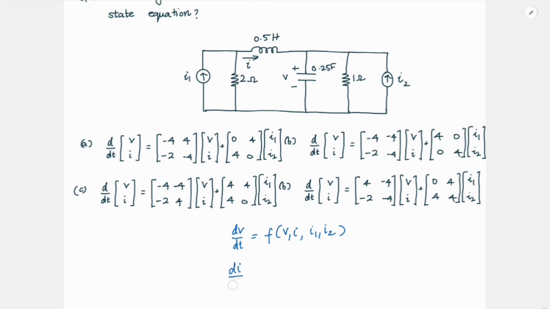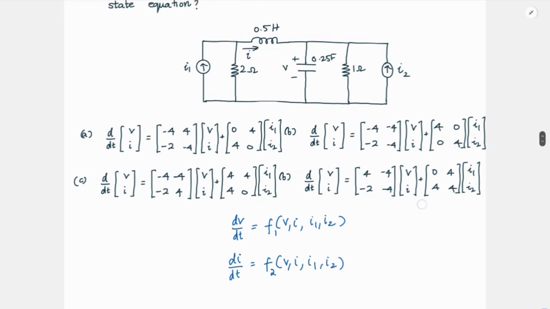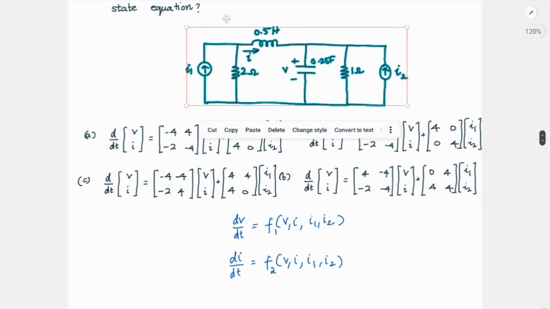Similarly, you also want your di by dt in terms of V, I and I1 and I2. So these can be different functions, and they are all linearly related if you see. So let us start by finding this.